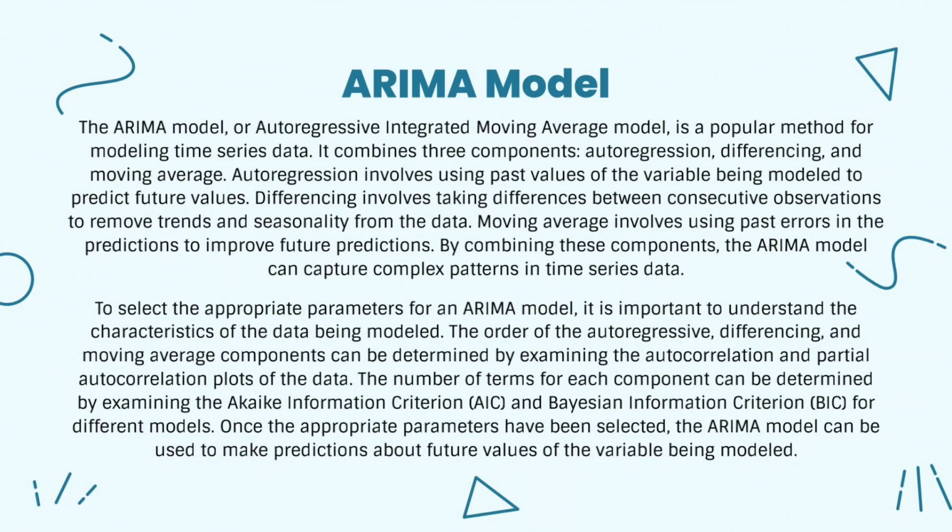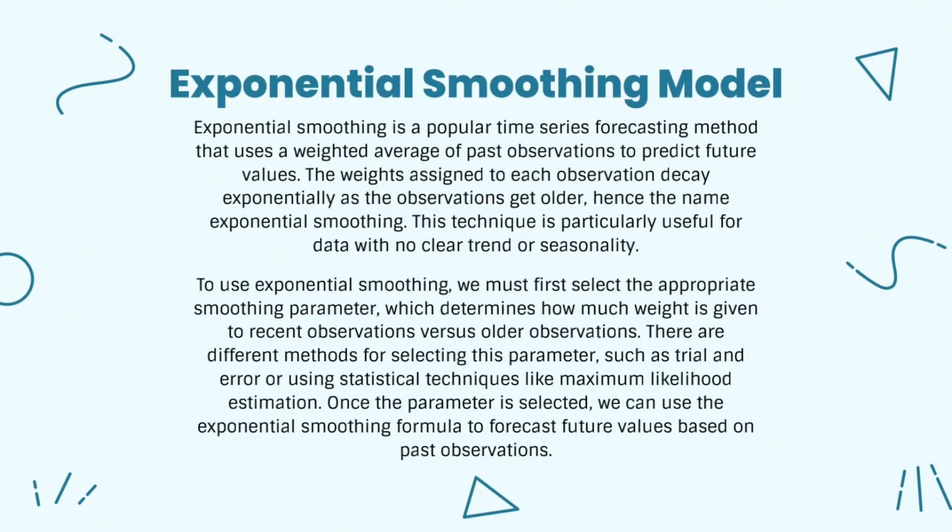To select the appropriate parameters for an ARIMA model, it is important to understand the characteristics of the data being modeled. The order of the autoregressive, differencing, and moving average components can be determined by examining the autocorrelation and partial autocorrelation plots of the data. The number of terms for each component can be determined by examining the Akaike Information Criterion, AIC, and Bayesian Information Criterion, BIC, for different models. Once the appropriate parameters have been selected, the ARIMA model can be used to make predictions about future values of the variable being modeled.